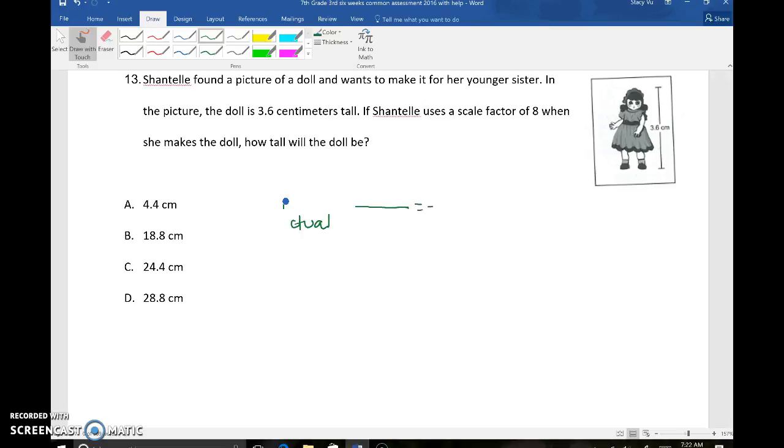We're going to do a factor of 8. So that means we're going to do 1 over 8. So essentially, the doll will be 8 times this dimension. Sorry, I don't know why the text is disappearing, but we're going to do 3.6 times 8. So 8 times 6 is 48. 3 times 8 is 24, plus 4 is 28. One number to the right of the decimal, so I got 28.8.